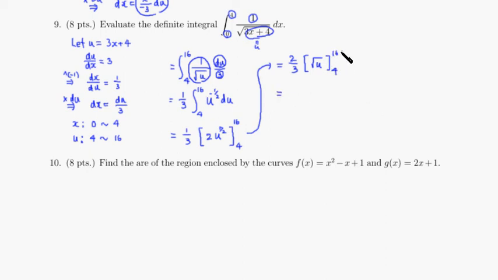So by the fundamental theorem of calculus, plug in the top, with 2/3 outside. Plug in 16, the square root of 16 is 4, minus, plug in 4, the square root of 4 is 2. So 4 minus 2 is 2, and 2 times 2/3 is 4/3. So 4/3 is the answer. That's it. I hope that this was clear.